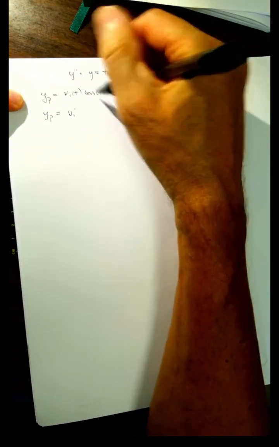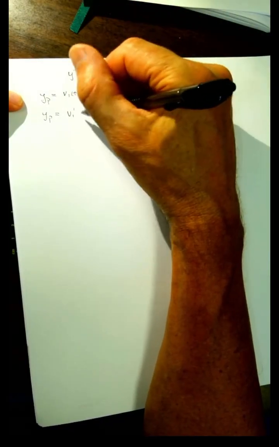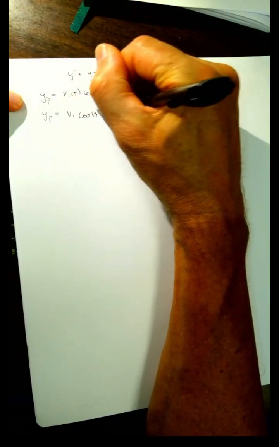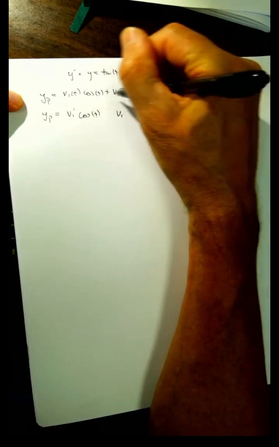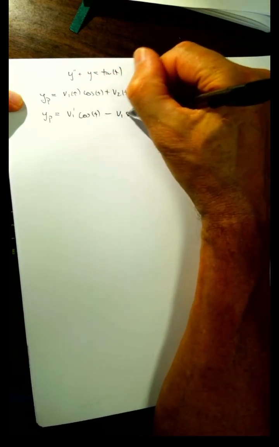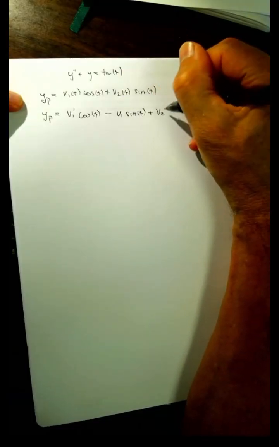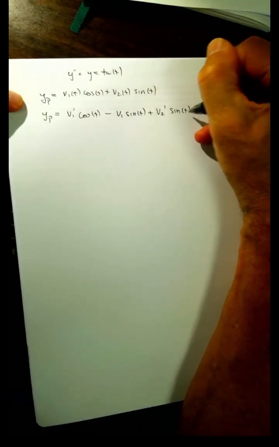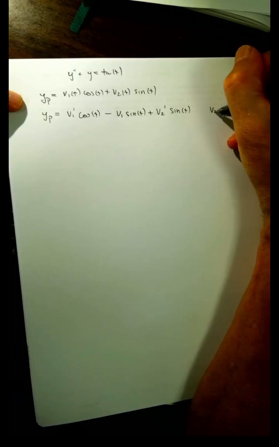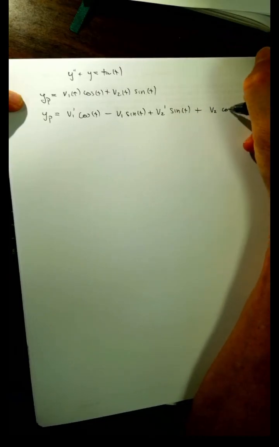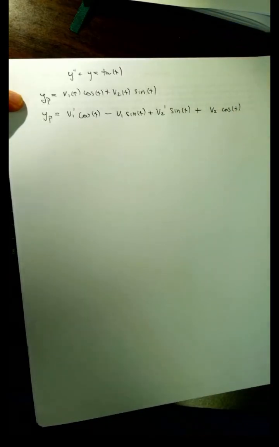Now when I take derivatives, I've got to use the product rule. So I'm going to have v1 prime. I'm going to drop the of t here just because I'm lazy. So derivative of v1 times cosine of t. Then I'm going to have v1, derivative of cosine is minus sine of t, and plus derivative of v2 times sine of t, and then derivative of sine is going to be plus cosine of t.